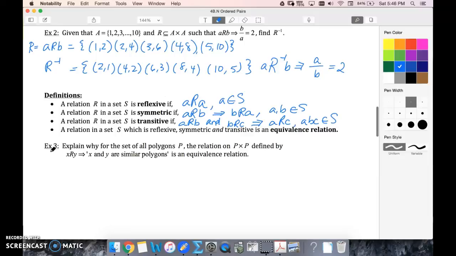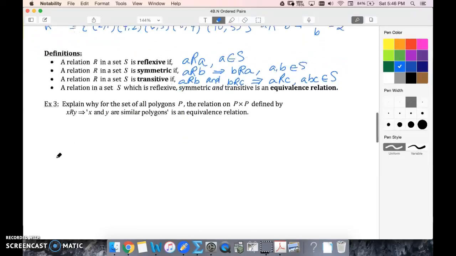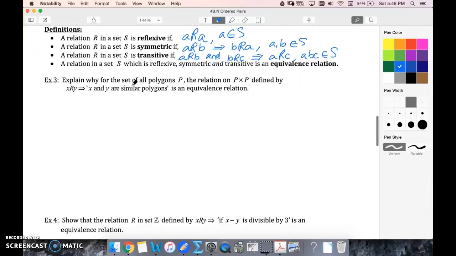So let's look at example 3 here and talk about why the set of all polygons, the relation being that x and y are similar polygons, is an equivalence relation. So our Cartesian product here is the set of all polygons. Both A and B are going to be the set of all polygons. Our relation is x and y are similar.